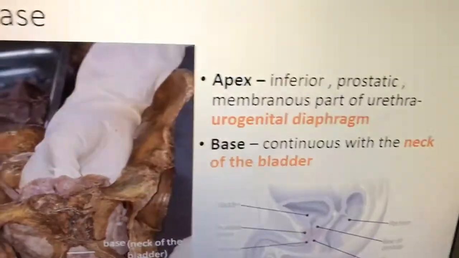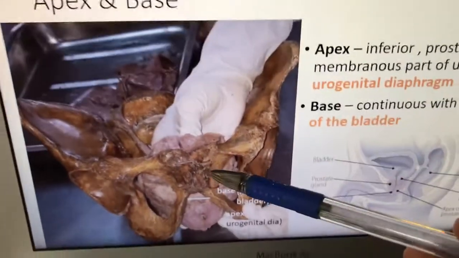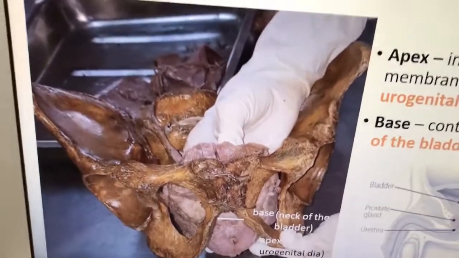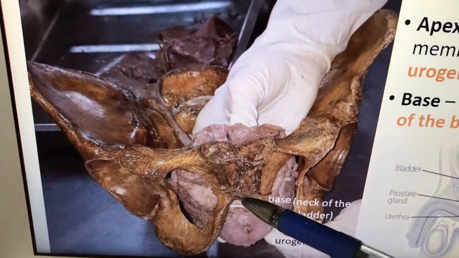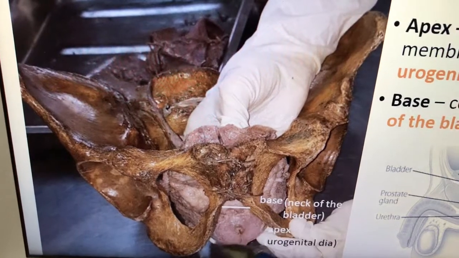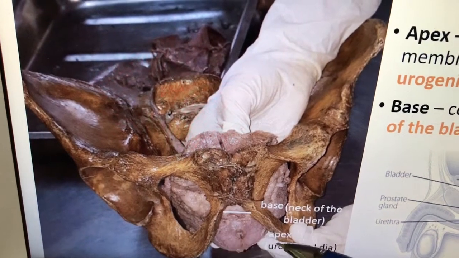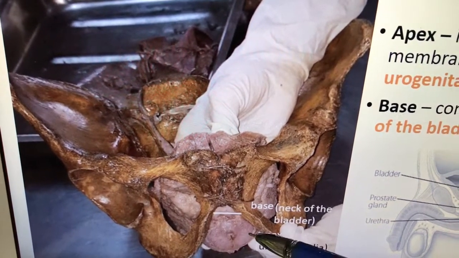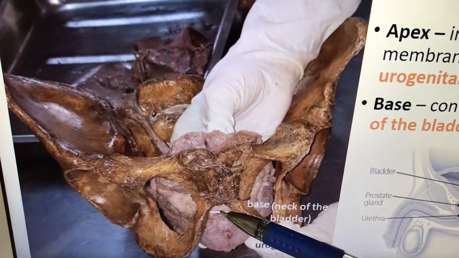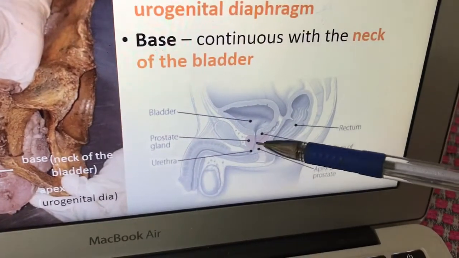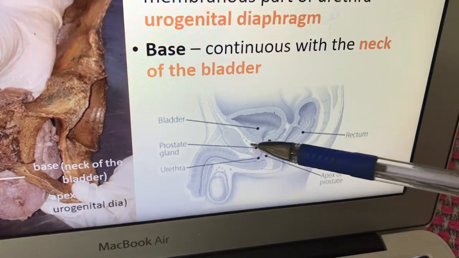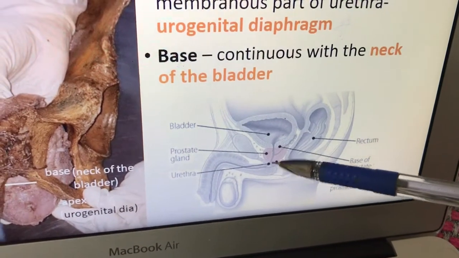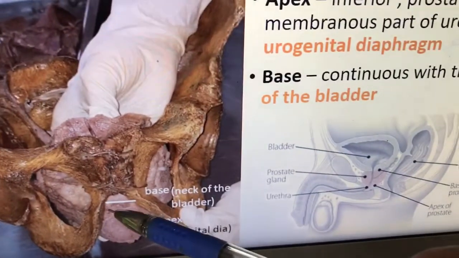I'll go to the next slide. This is about the apex and the base. You can see clearly, I will show you. This is the apex. Apex is lying in which diaphragm? I have shown this in green color, right? So the apex is placed in the urogenital diaphragm, and the base is placed in the neck of the bladder. You can see clearly, this is the bladder, this is the neck of the bladder. So this is the base and this is the apex. The apex is situated in the urogenital diaphragm.